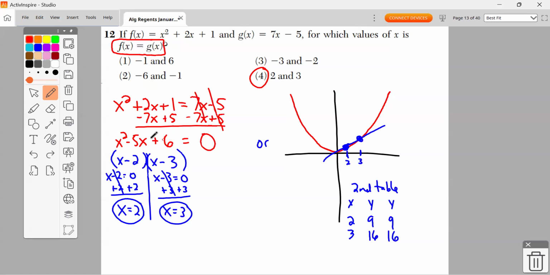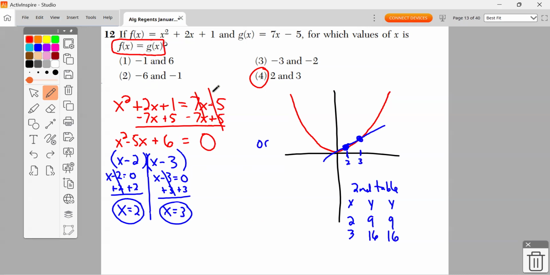What times what is 6? That adds up to -5. Well, that would be -2 times -3. -2 times -3 is +6. -2 plus -3 is -5. Draw my line down the middle, set both sides equal to 0, and solve. We get x equals 2 and 3.